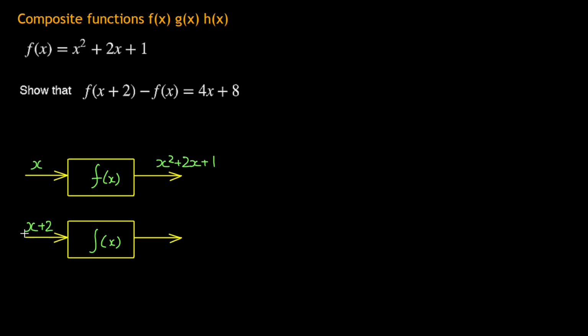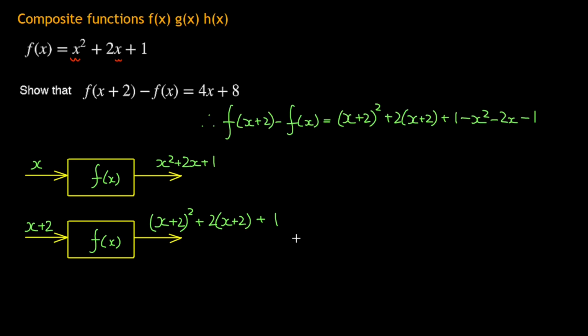And the other f box, slightly more complicated, we're going to shove in x plus 2. So where I see an x in the function in its original form, I must write x plus 2. So this becomes (x plus 2) squared plus 2 lots of (x plus 2) plus 1. So what I've now got to do is take f(x) away from this guy. Straight away, without doing any work at all, this pair of ones cancel each other out.